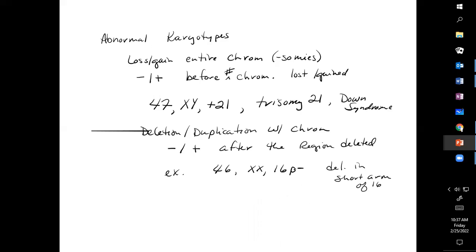Now, if the entire short arm was deleted, we would say 46XX 16 minus P. That would be entire short arm deleted. And sometimes DEL is used to indicate deletion, but this is just some common terminology. If you had a duplication, you would use a plus rather than a minus. And so the position of that plus or minus is important because this is a deletion. This is an addition of an entire chromosome.